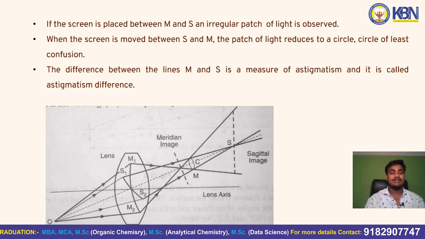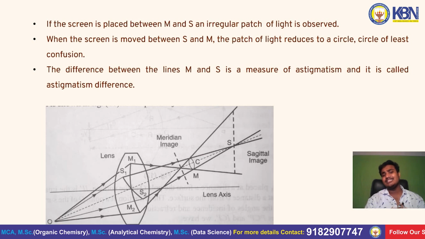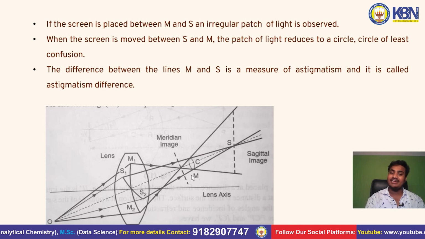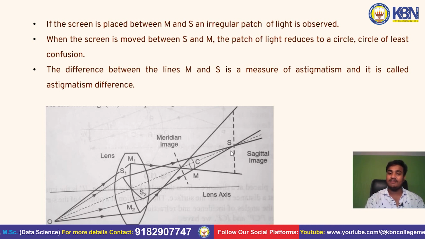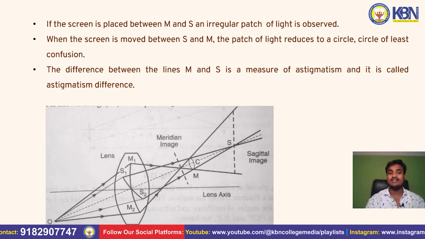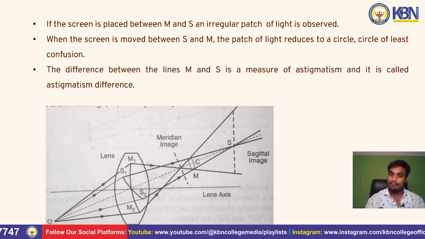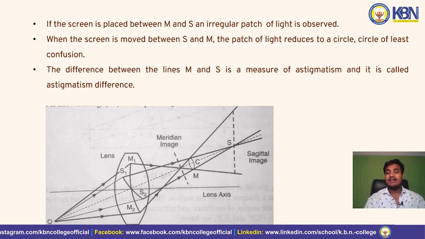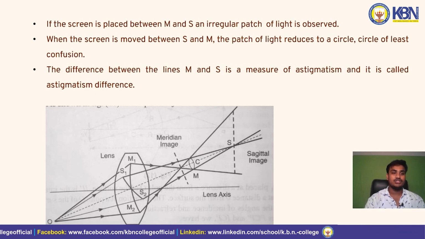reasons for the astigmatism. If the screen is placed between M and S, where M is the point where all the meridian rays will meet and S is the point where all the rays which pass through the sagittal plane will meet, an irregular patch of light is observed. When the screen is moved between S and M, the patch of light reduces to a circle, which is called the circle of least confusion.